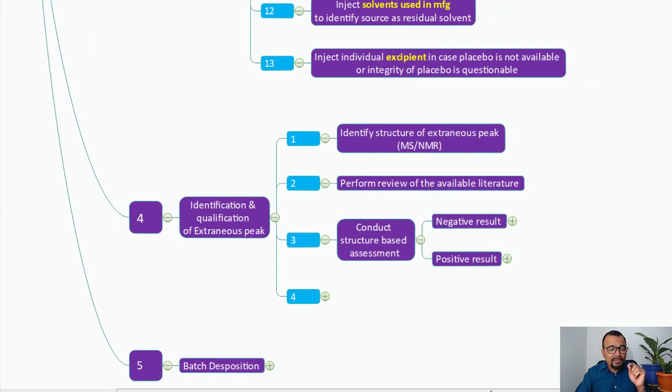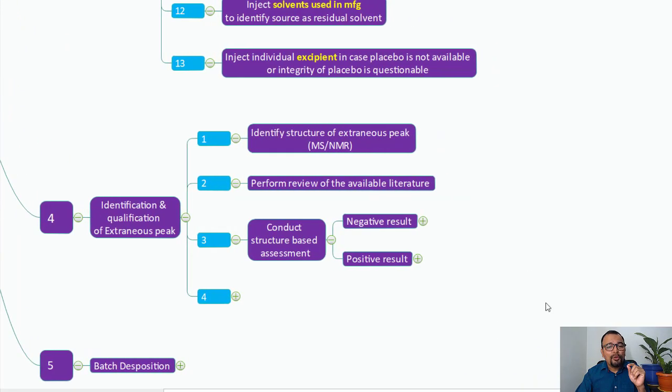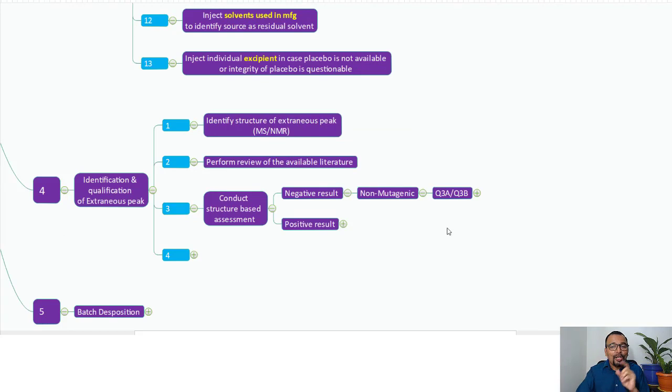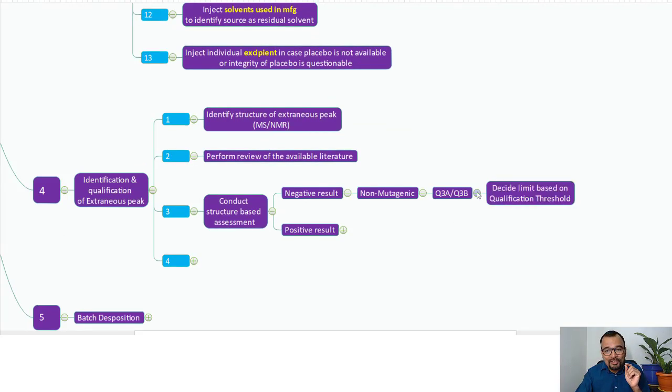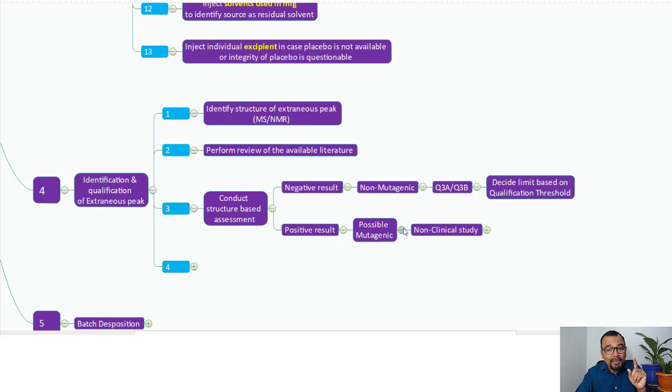So in this case, if the impurity observed is found to be non-mutagenic, a negative result means it is non-mutagenic, you can take the help of the ICH guideline Q3A or Q3B to understand the qualification threshold. And you can decide the limit based on the qualification threshold given in these two important guidelines. But if based on the structural assessment it looks to be a mutagenic impurity, that means your result is positive, then it can be possibly mutagenic.